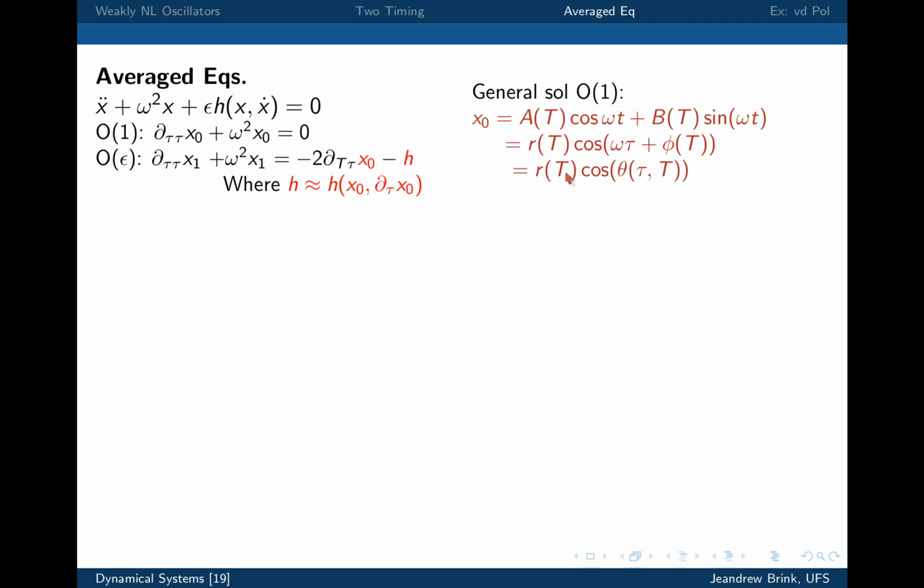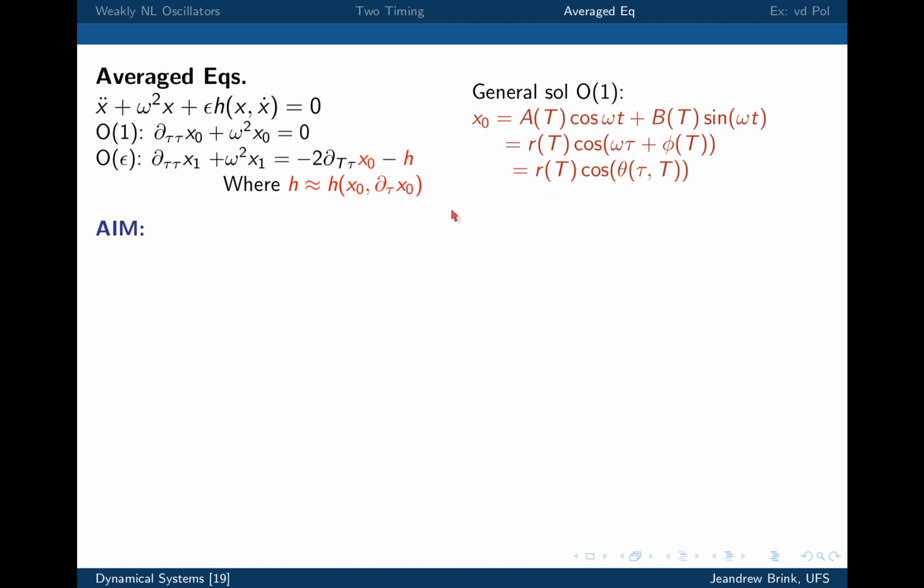What I'm also going to do to make things simpler, I'm going to say this is the same as writing R of big T cos of an angle, which I call theta, which is a function of the slow time and the fast time, and that angle theta is simply equal to omega tau plus phi of big T. So it's just writing the general base solution in a way that's easier to work with.